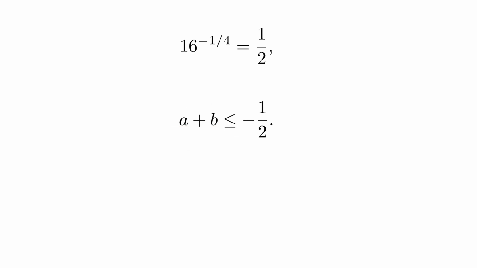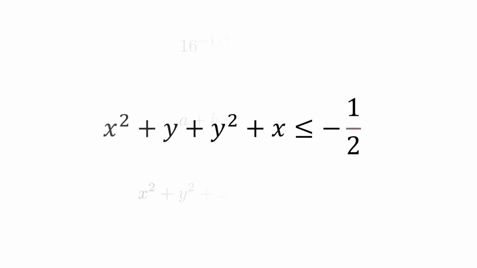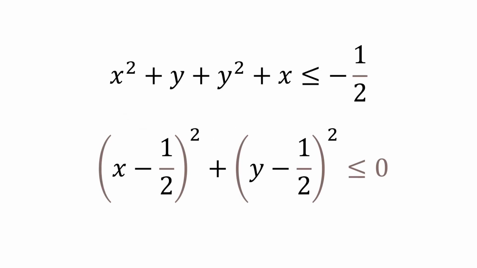Now, we put back the original values of a and b, written in terms of x and y. When we do that, we get an expression on screen that, if we rewrite it, takes the form of a perfect square. We're getting much closer now. What we end up with is the quantity x minus 1/2 squared plus the quantity y minus 1/2 squared is less than or equal to 0.